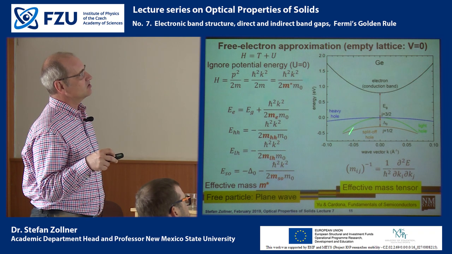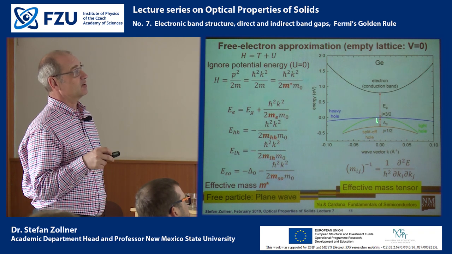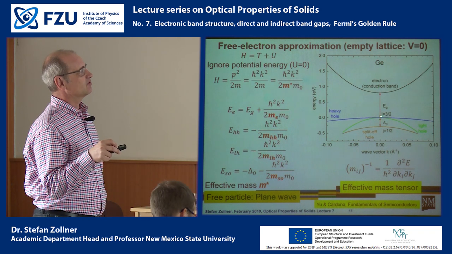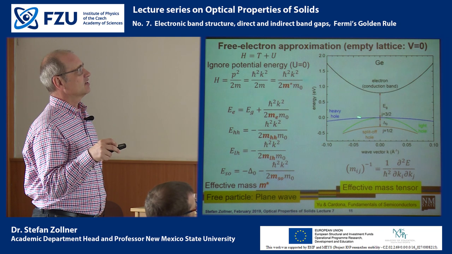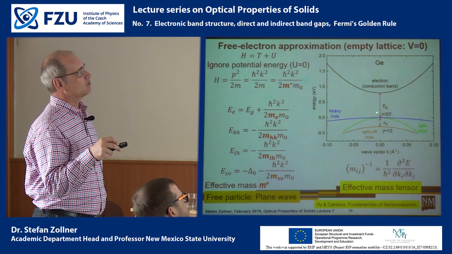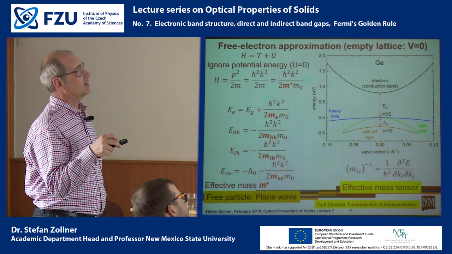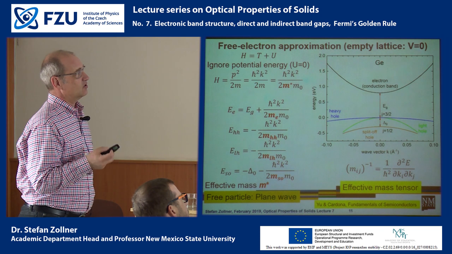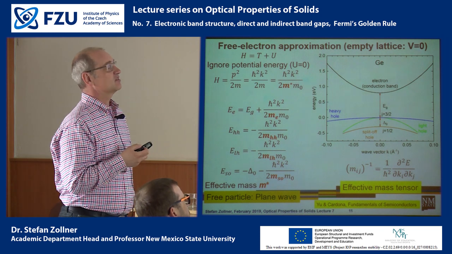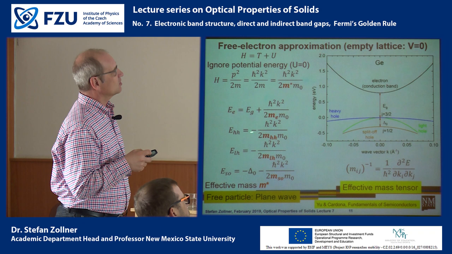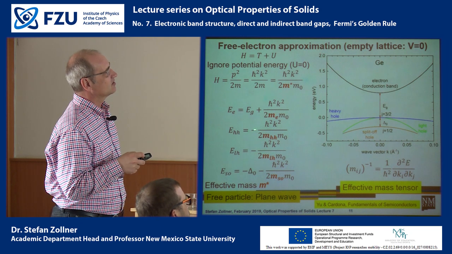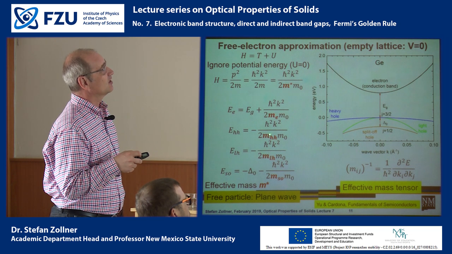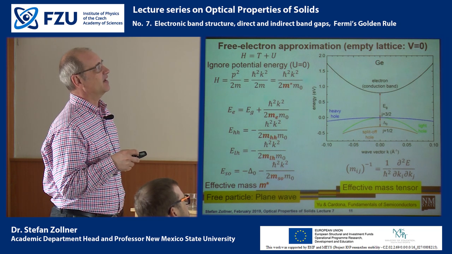The valence bands need to curve downward because they are at the bottom of the band structure. If the valence bands were curving upward, then there would be no band gap. So the valence bands have to curve downward. Because they curve downward, this is a parabola with a negative curvature, so I need this minus sign here. So the effective mass in the valence band is negative.